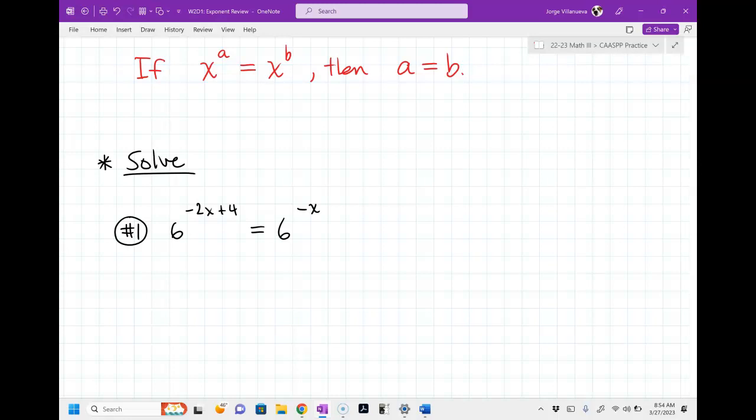So look at the first problem. Now this is kind of like an easy one. I have 6 to the negative 2x plus 4 equal to 6 to the negative x. Obviously, the bases match, right? So if the bases match, then I can get the powers and set them equal to each other.